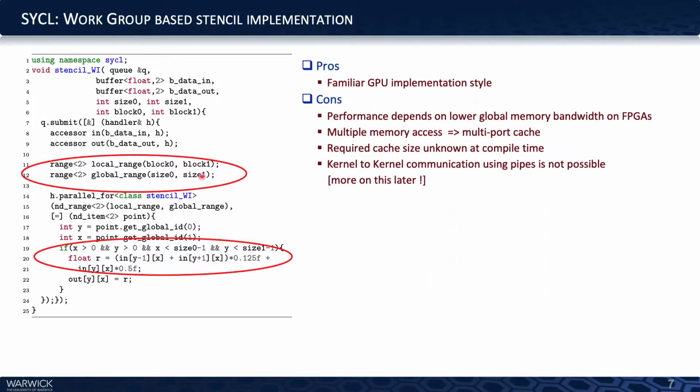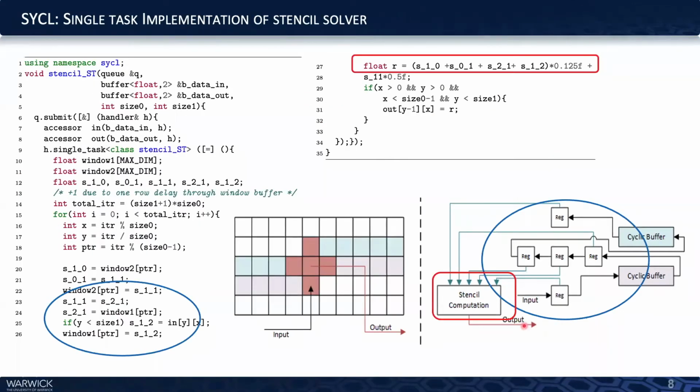It is a popular GPU programming style supported by SYCL, but this kind of implementation leads to poor performance on FPGAs. This is because these kernel implementations mainly depend on the lower global memory bandwidth of the FPGA, and kernel-to-kernel communication using pipes is not possible. Moreover, the design requires a multi-port cache for data reuse. However, the required cache size is unknown and the access pattern is not explicitly defined at compile time. On the other hand, the single task kernel structure provides the compiler more information to get an optimized circuit implementation.